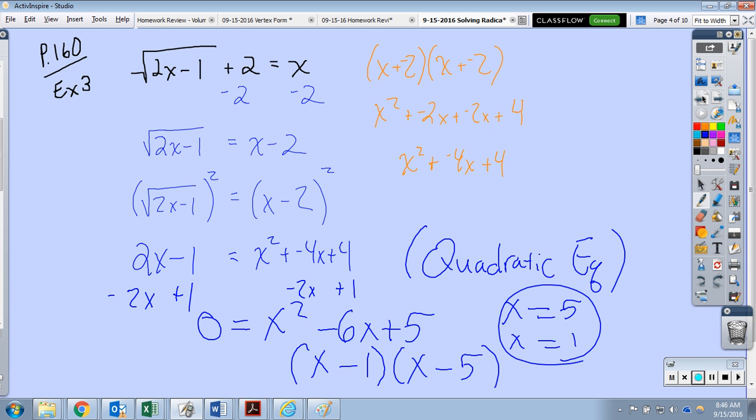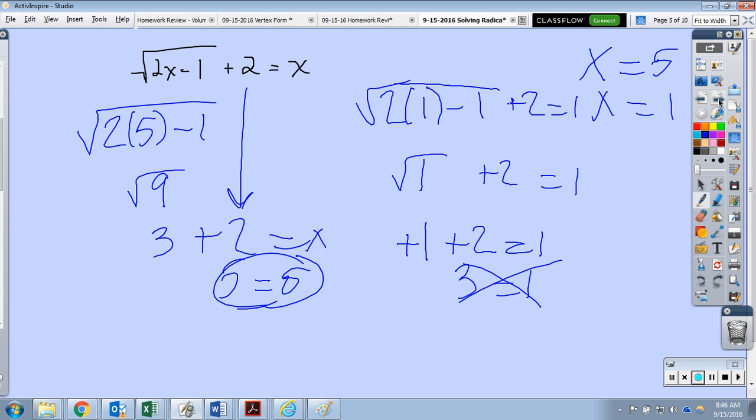So then testing it, make sure we copied the right thing. Square root of 2x minus 1 plus 2 equals x. And we're testing 5 and 1. We plug in 5. Square root of 9 plus 2 is 5, so 5 equals 5. And then we tested 1. We got square root of 1 plus 2, which is definitely 3, and 3 does not equal 1. So this is known as an extraneous solution.